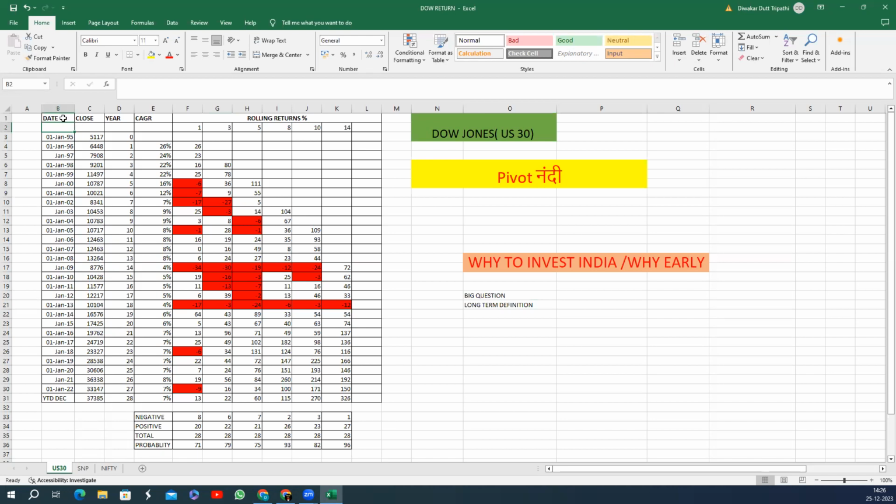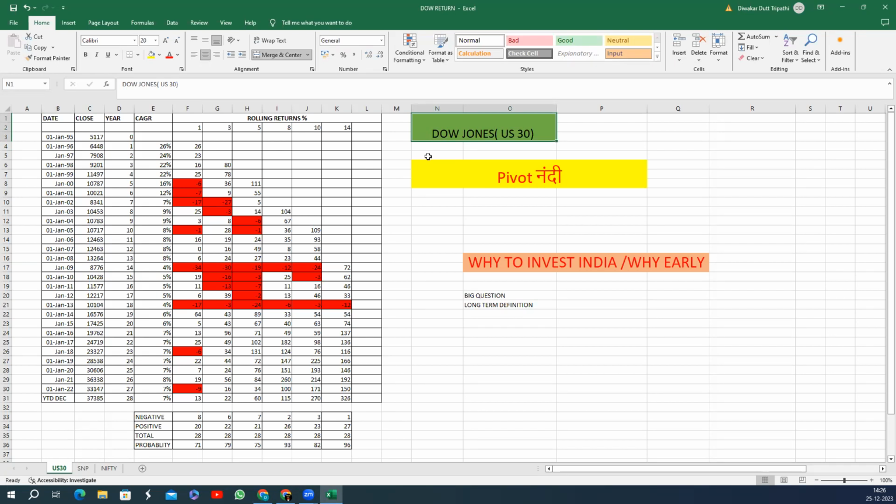You can see here the data is represented by five columns. One is date. If somebody is investing from 95 till 22, or somebody has started from 2007 to, so that I will make clearer. Second is the closing price. What is the closing price? Here it is shown as Dow Jones US 30. As I already explained, in the Indian market we have two indexes: one is Nifty, represented by the National Stock Exchange, and second is Sensex, represented by the Bombay Stock Exchange.